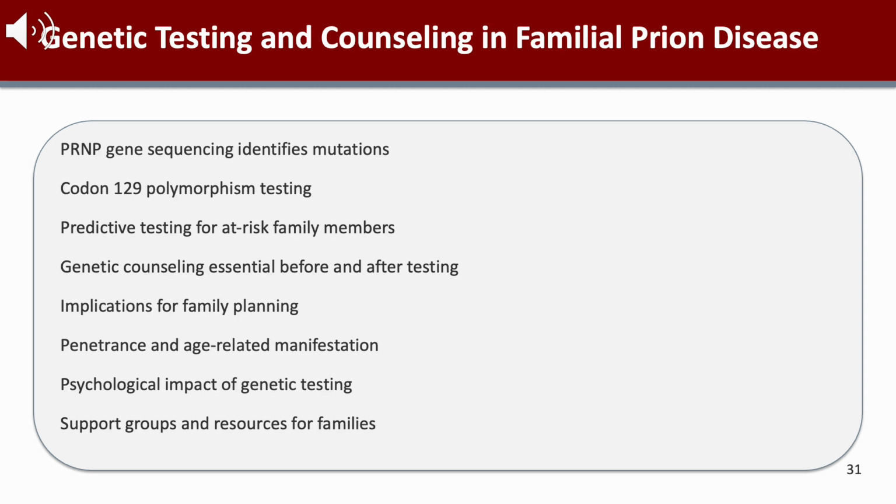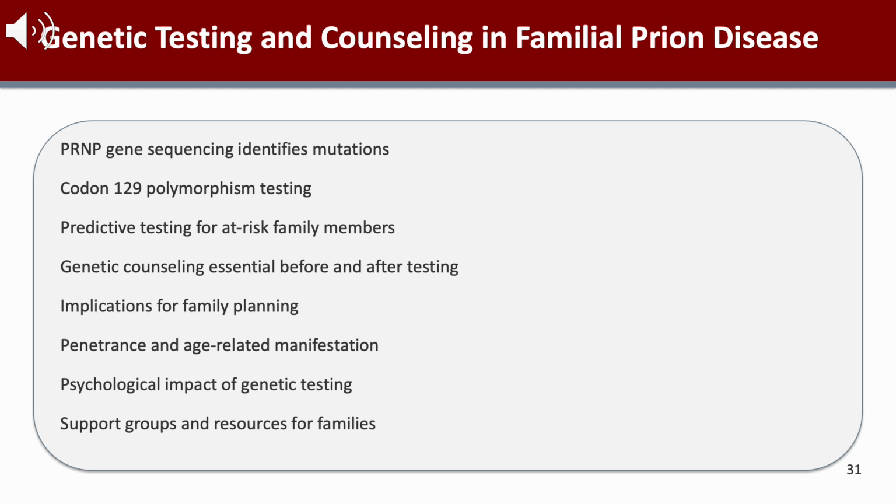Genetic testing of the PRNP gene can identify mutations associated with familial prion disease. Testing also determines the codon 129 polymorphism, which influences disease phenotype and age of onset. Predictive genetic testing can be offered to at-risk family members to determine whether they carry the disease-causing mutation. Genetic counseling is essential both before testing to discuss the implications and limitations of testing, and after testing to help individuals understand their results and plan for the future.